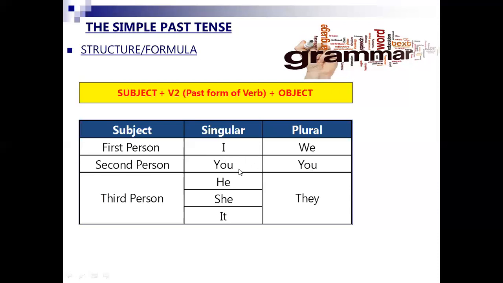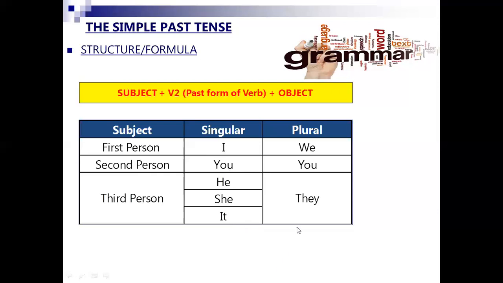But the first you we use for only one person, and the second you, which comes under plural, we use for many. Now the third type is third person. Third person subjects are he, she, it. These come under singular. So we can use these subjects for third person.